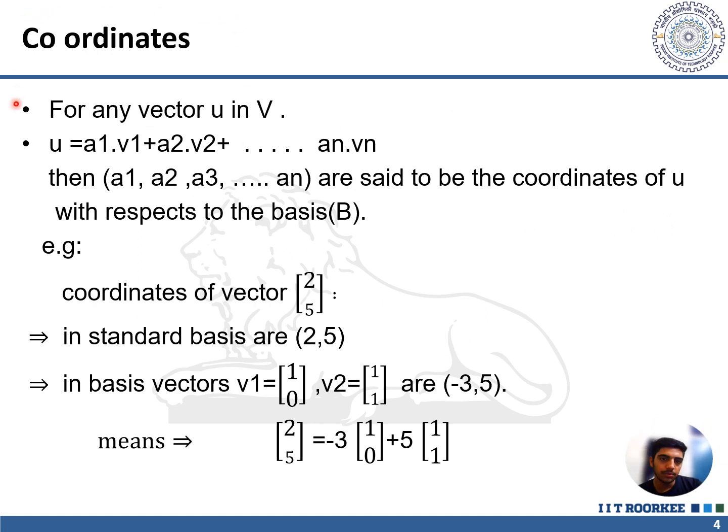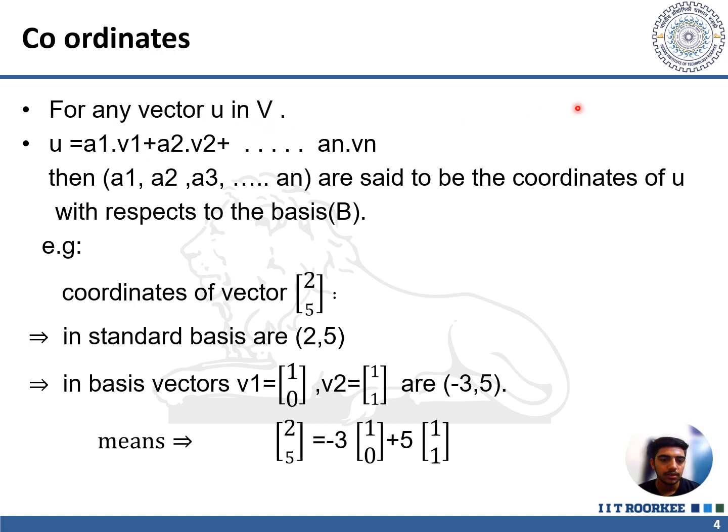So now we will come to coordinates. What are the coordinates? To represent any vector in the vector space, let us say we have a vector u in the vector space V. We can write this vector u as a linear combination of the basis vectors. The coefficients used to form the vector u, that is a1 times the basis vector v1 and a2 times basis vector v2 and so on, are called the coordinates of that vector in that vector space using the basis vectors v1, v2 and so on.